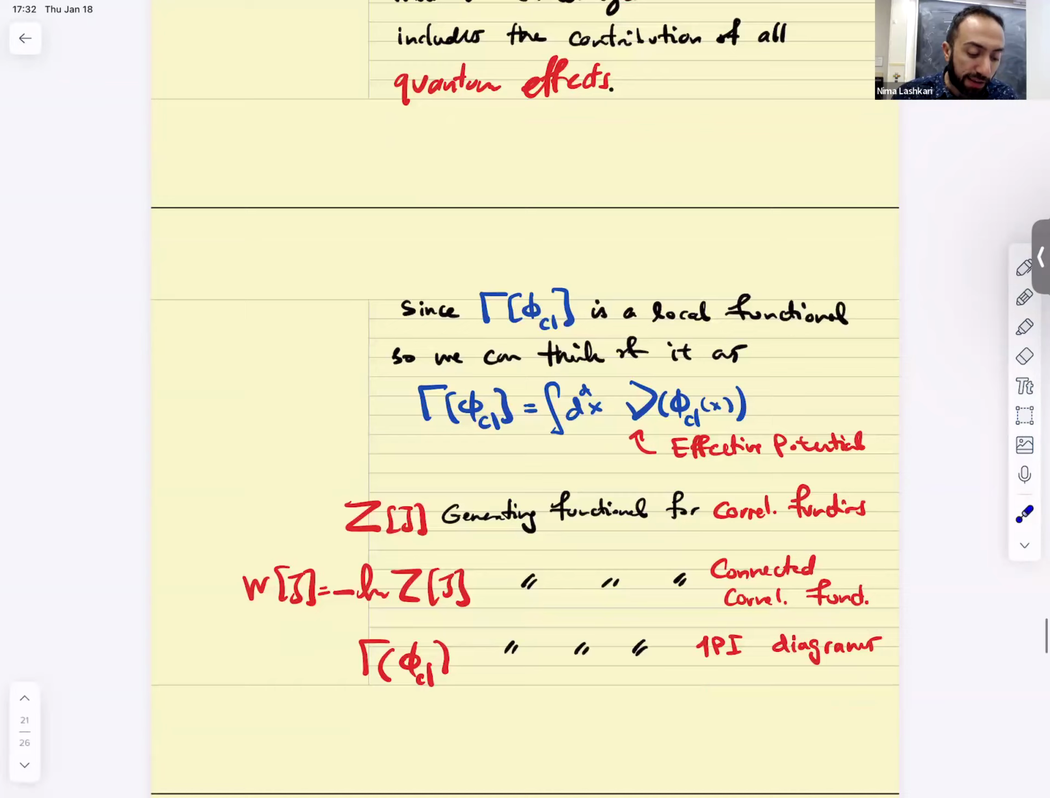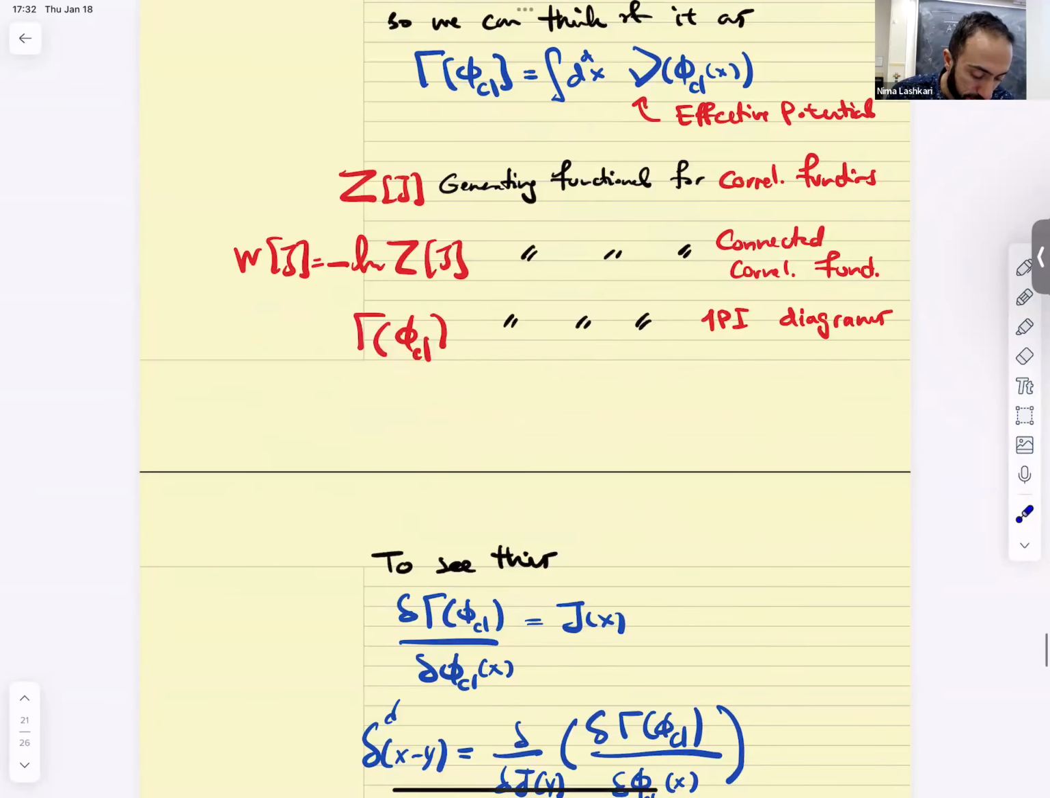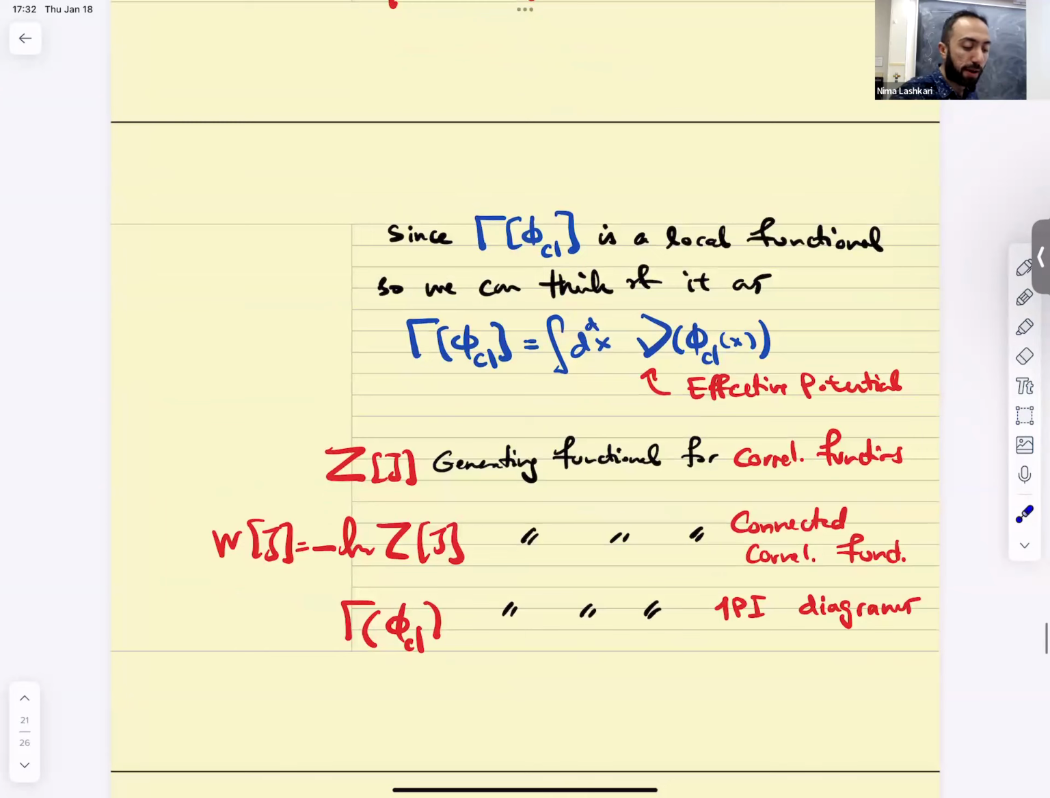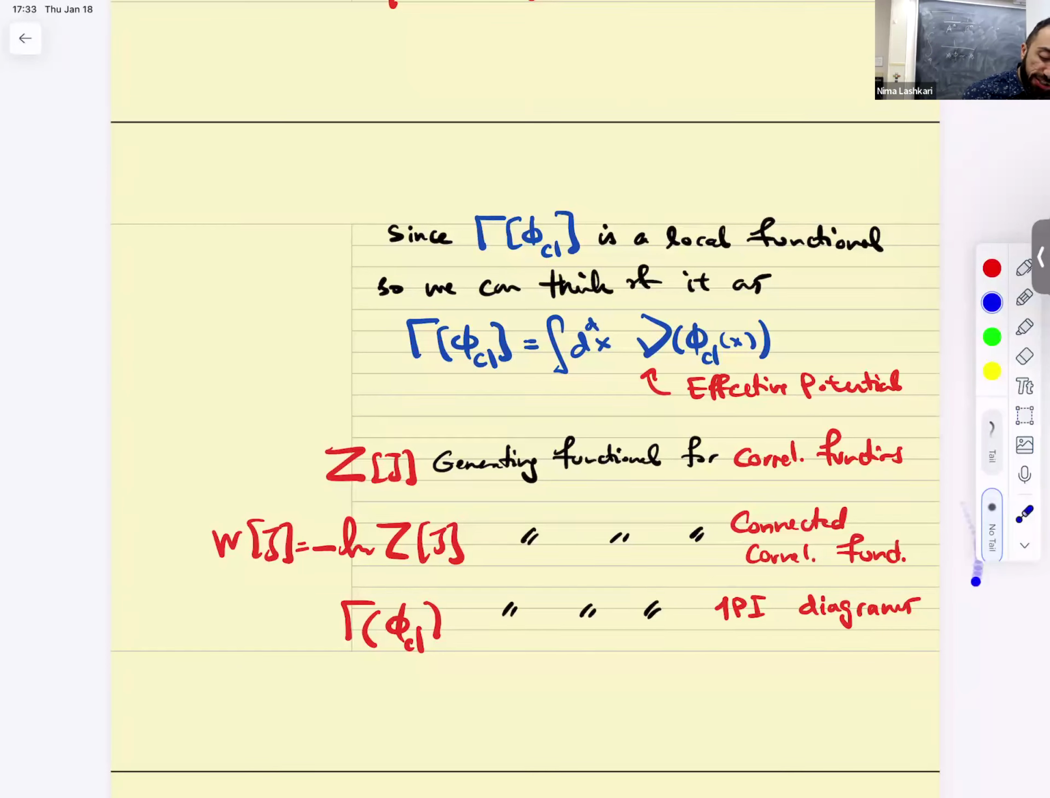All right, let me just say this, and then we'll stop. It's important that this effective action is a local functional. Locality is a key principle for us. So that already means I can write this down as an integral over something that I'm going to call the effective potential. The same way that we have a Lagrangian density, I have an effective potential. That's what we often work with.